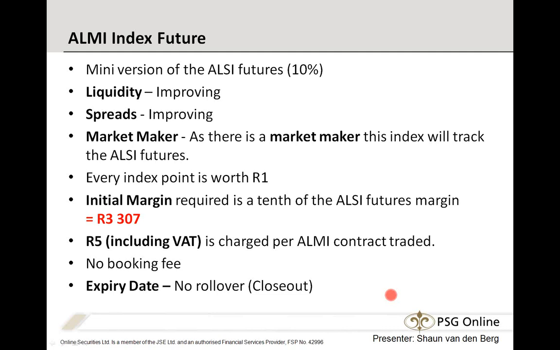With the OMI, each index point is worth 1 Rand. So if the market goes in your favor, you get 1 Rand for each point. If it goes 100 points, you've got 100 Rand in your account. As I say, for the margin you only need 10% of that, 3,307 Rand to open up an OMI contract. By the way, if you open up a single stock futures contract account, you automatically have exposure to the index futures. It costs you 5 Rand per contract. There's no booking fee, and remember that they do not roll over, it's auto-close.